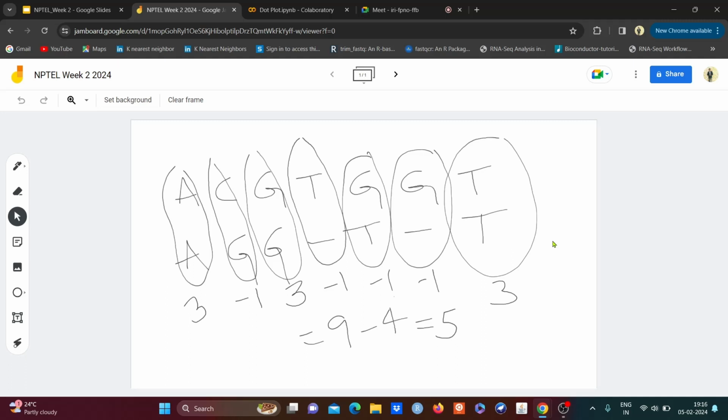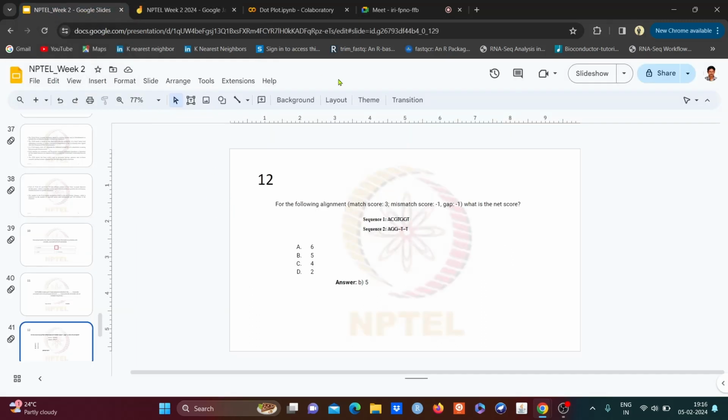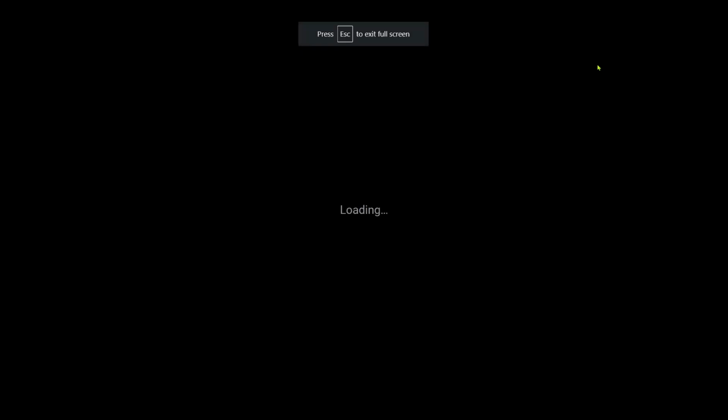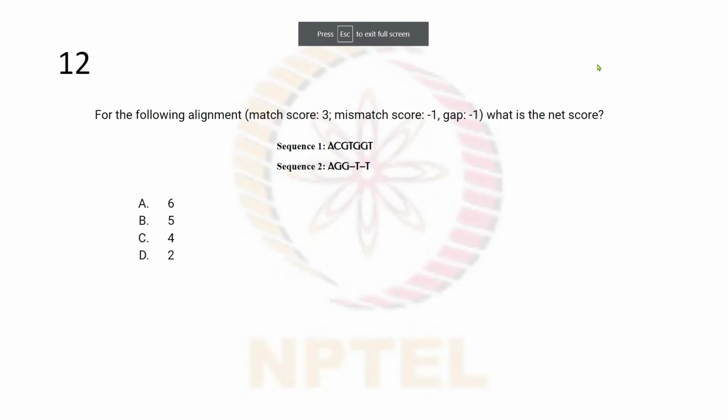Now, anyone having doubt in this? Okay. To further practice on a similar kind, I have one more. The answer is 5. I have one more alignment. I changed the alignment and the values a little as well. So try to solve this.